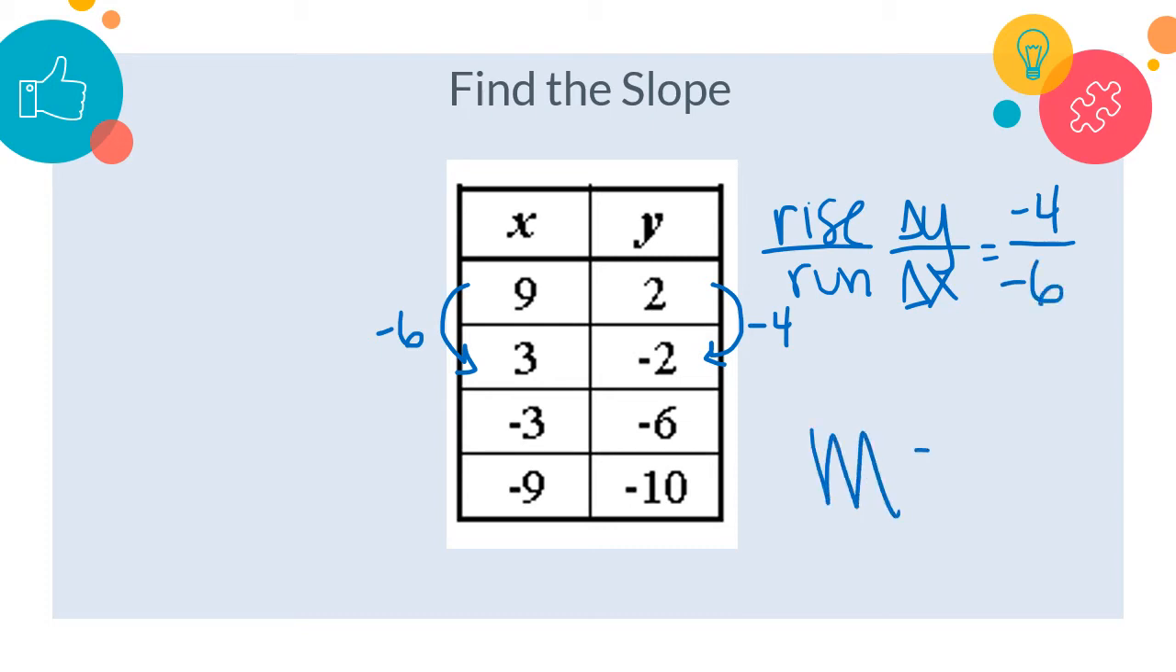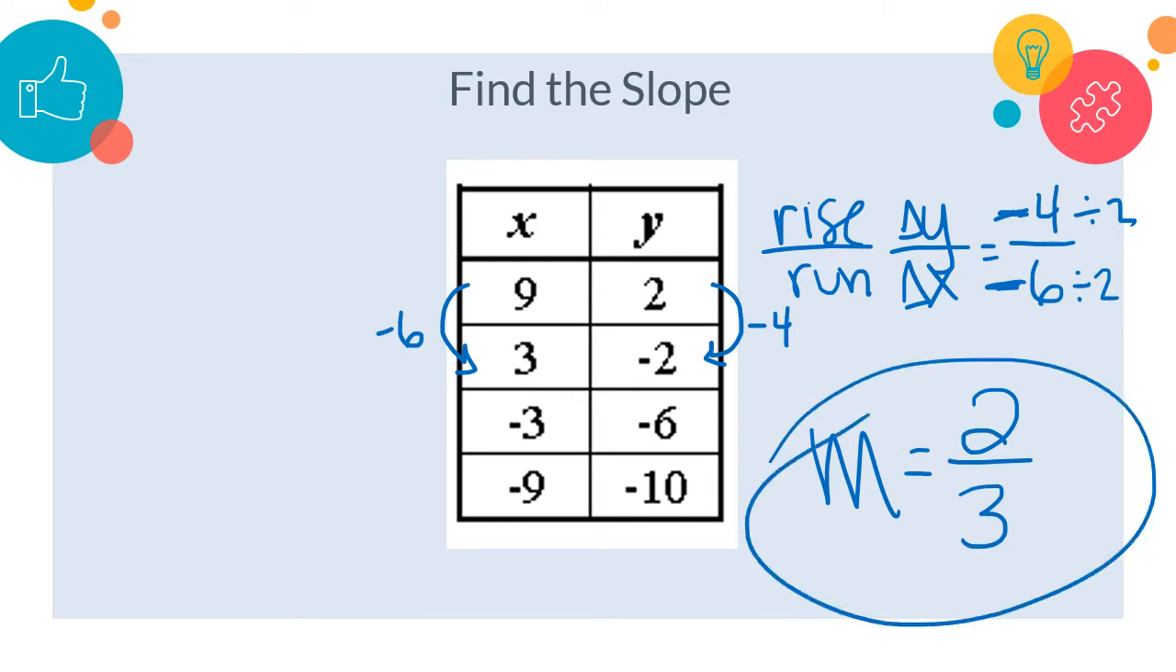but I need to simplify. What's a negative divided by a negative? Positive. And I need to reduce the 4 and the 6. They both divide by 2. So I have a 2 over a 3 as my final slope.